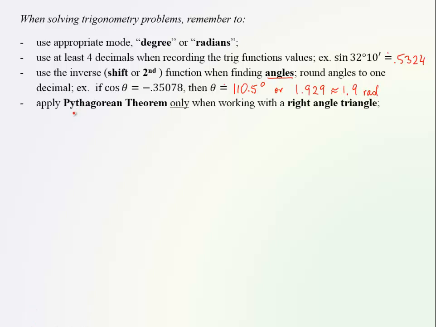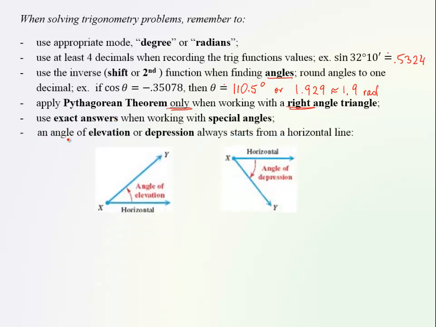The other rule to remember is apply Pythagorean theorem only when you're working with right-angled triangles. Don't try to apply Pythagorean theorem for some other non-right-angled triangles. When you work with special angles like 30, 45, 60 or quadrantal angles, use exact answers. Some word problems will refer to an angle of elevation or depression, so it's good to remember that elevation always means from horizontal line and opens up, and the depression angle again always starts from horizontal level and opens down.